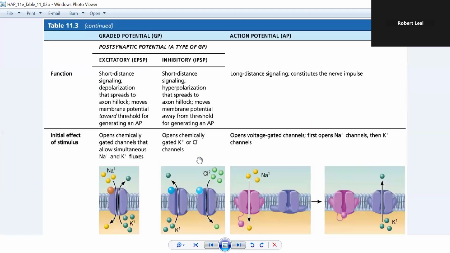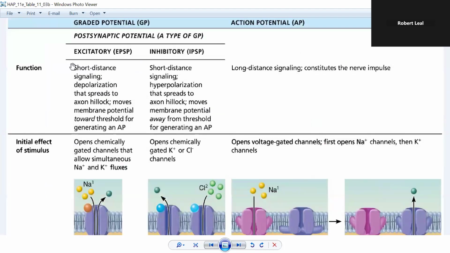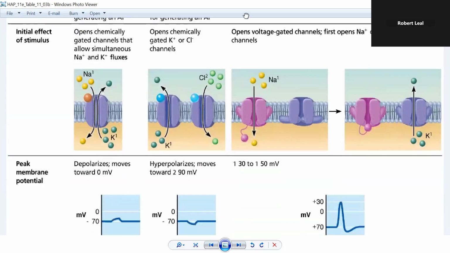All right, what do we have here? Some neurons are trying to excite a target, whereas some neurons may be trying to inhibit a target. A neuron that tries to excite produces an excitatory postsynaptic potential. Neurons that try to inhibit produce inhibitory postsynaptic potentials. All right, so how would a neuron try to excite a target? Well, by making the inside less negative, right?